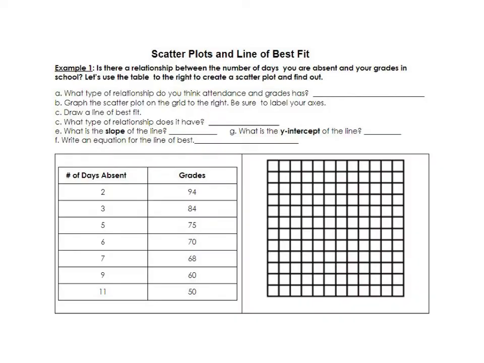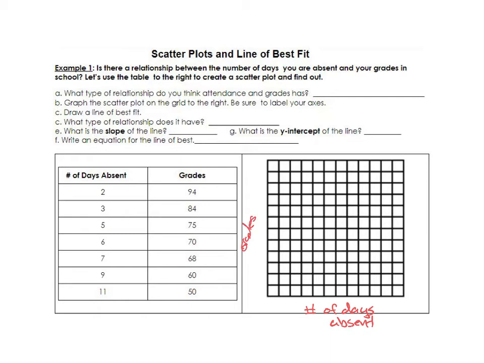Example 1. Is there a relationship between the number of days you are absent and your grades in school? Let's use the table to the right to create a scatter plot and find out. All right, so first thing we want to look at is doing a scatter plot. So we want to make sure we're starting off with some labels. We'll have our number of days absent on the x-axis and our grades on the y-axis.